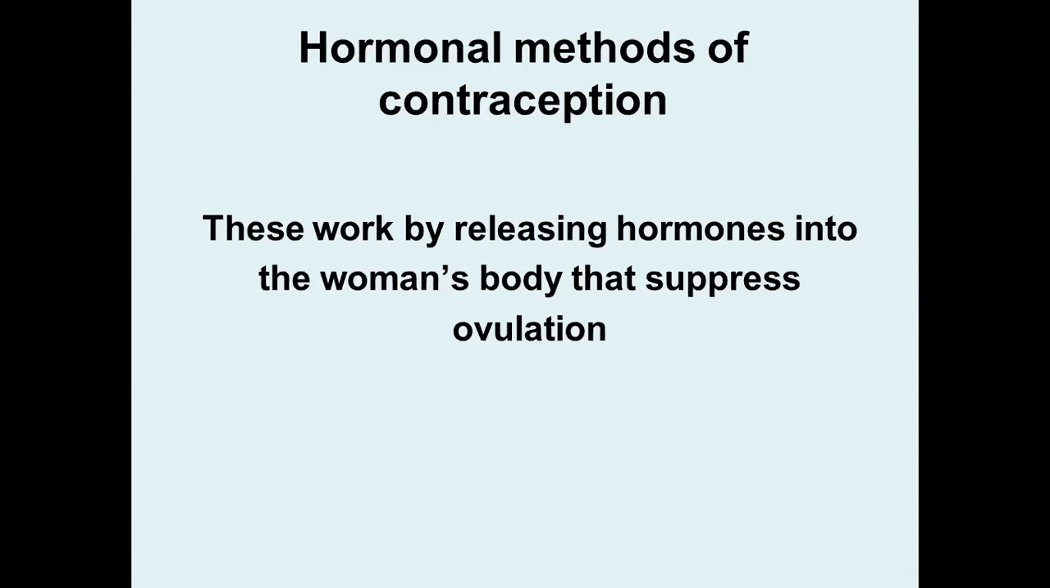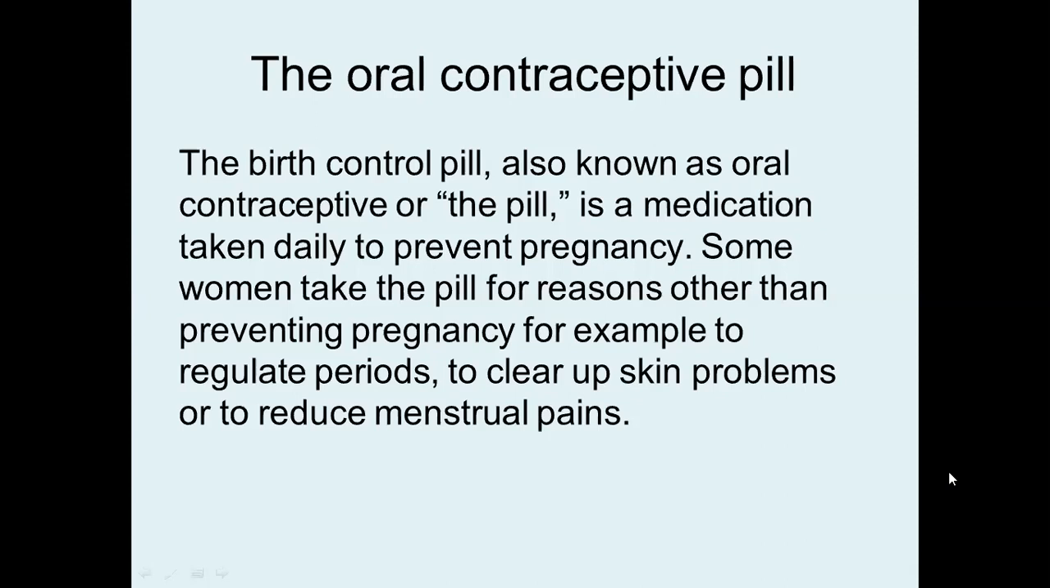What hormonal methods of contraception do is they introduce artificial hormones into the body. It controls the levels of the hormones in the body by introducing these artificial hormones. And what these do is they suppress ovulation, they prevent ovulation. And if there's no egg cell, there can't be fertilization. So the first one we're going to deal with is the oral contraceptive pill.